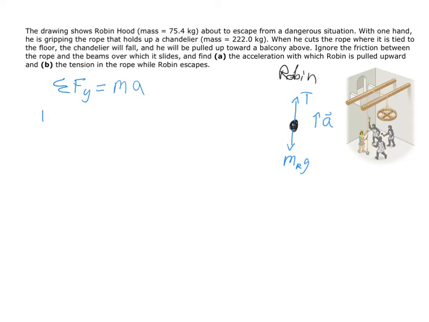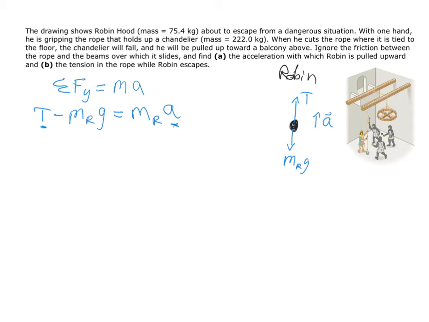And in this case, we have tension in the positive direction minus Robin's mass times gravity in the negative direction, and that's going to equal mass of Robin times his acceleration, which is positive. It's up, so I leave it as a positive value there. Which sounds good, but the problem is in order to find A, we need to know T, or to find T, we need to know A, and we don't know either, so at first glance it looks like we're stuck.